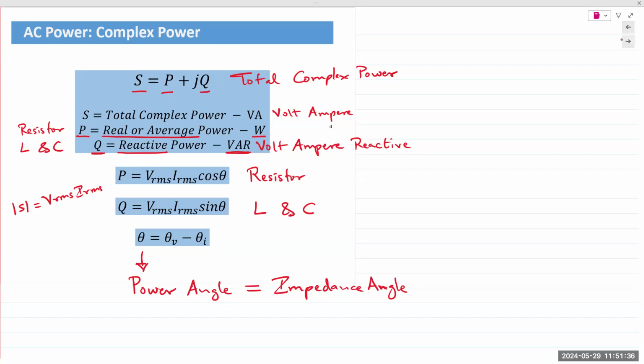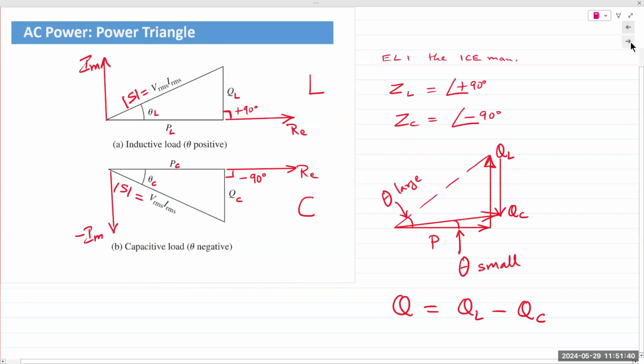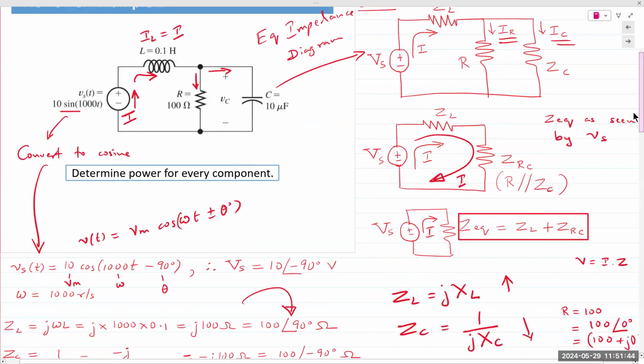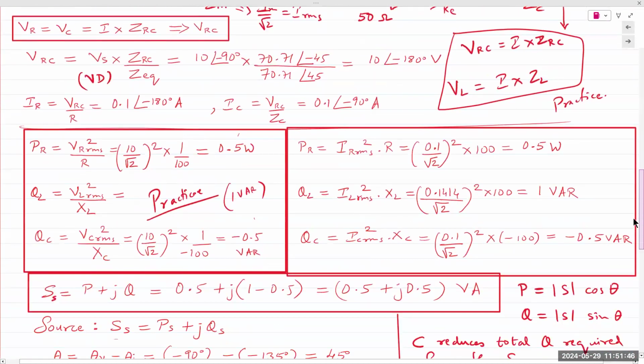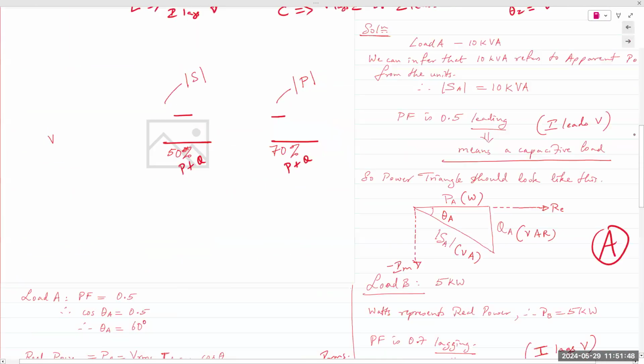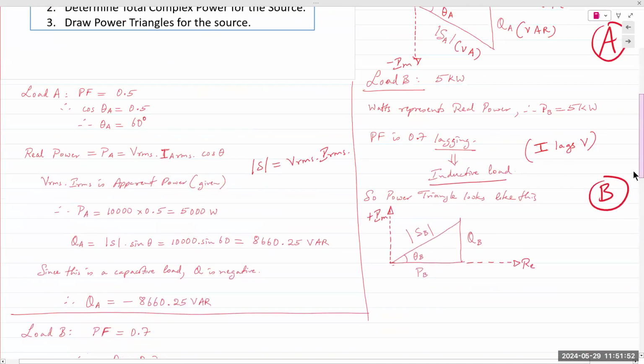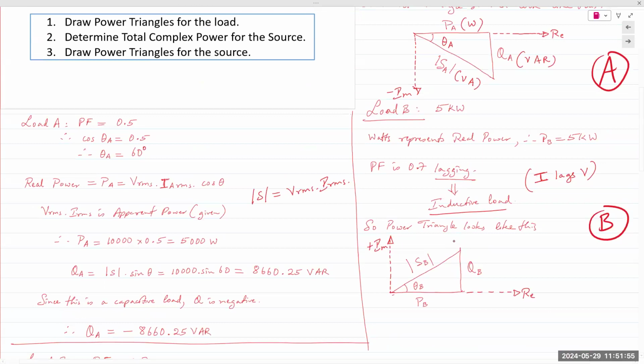Remember, the magnitude of S is the hypotenuse. And so if you plug in these values in this equation, right here in these right angle triangles, those are the standard trigonometric equations.